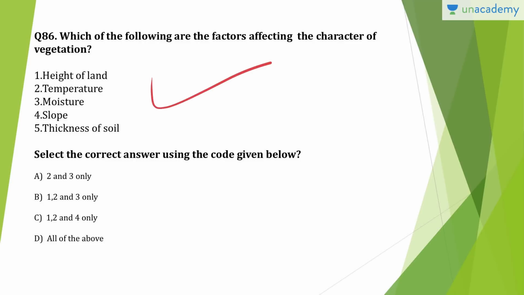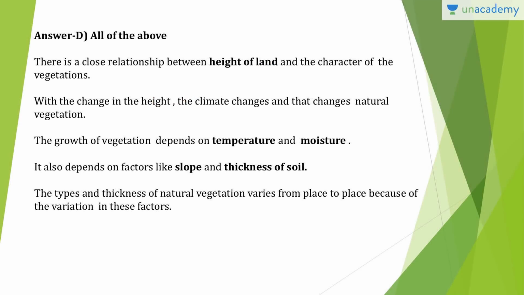So answer here is D, all of the above. There is a very close relationship between the height of the land and the character of the vegetation. With the change in the height, the climate will change. That will change the natural vegetation. And the growth of the vegetation will depend on the temperature and moisture. It also depends on factors like slope, thickness of soil, etc.